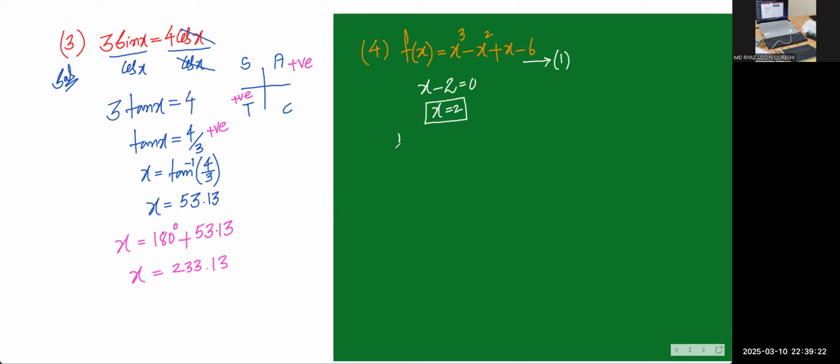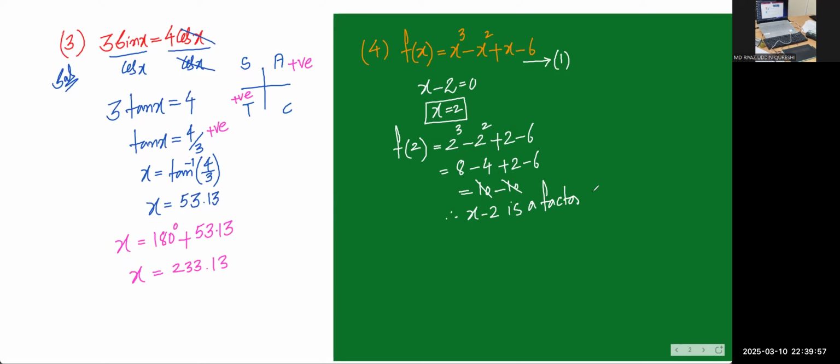Let us see what happened. If x is 2, it's 2 raised to the power of 3, minus 2 to the power of 2, plus 2 minus 6. Now if you see here, 8 minus 4 plus 2 minus 6, negative 4 negative 6 becomes negative 10, and 8 plus 2 is also 10. So this means that, therefore, we can say that x minus 2 is a factor of equation number 1. That is the meaning of the factor. It should satisfy the equation.